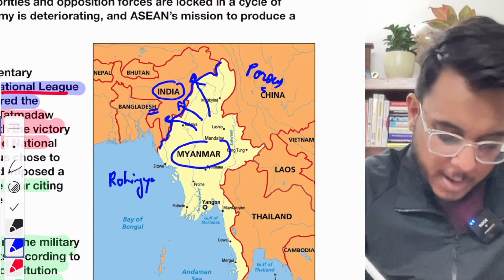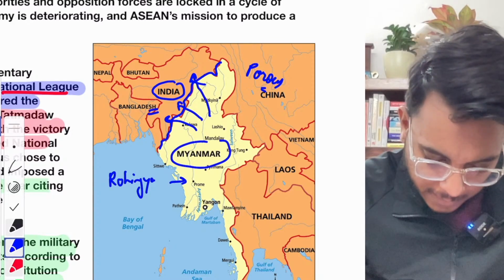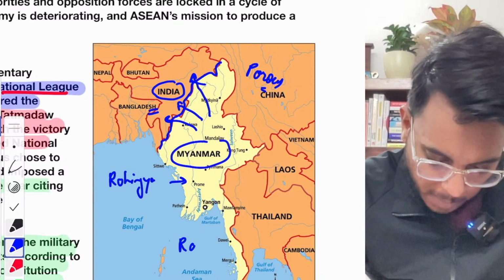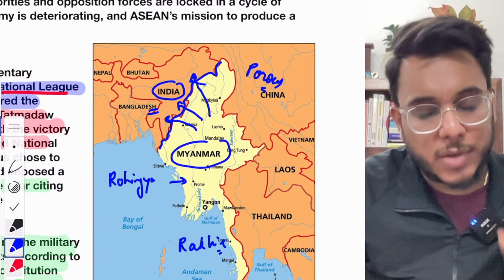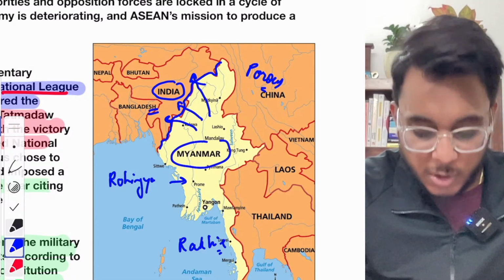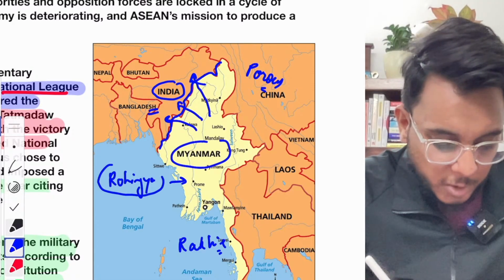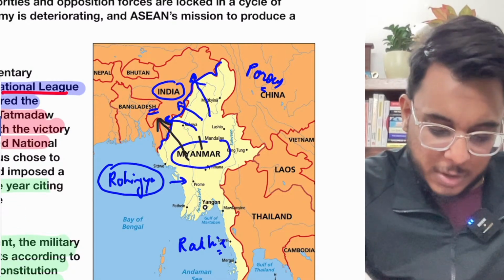Now understand, there are already the Rohingya Muslims who are living in Myanmar, in the Rakhine state. The Rohingyas are one of the most persecuted communities in the world. Now as the military has come into Myanmar, it is committing a lot of atrocities against the Rohingyas, and these Rohingyas are also coming to India.